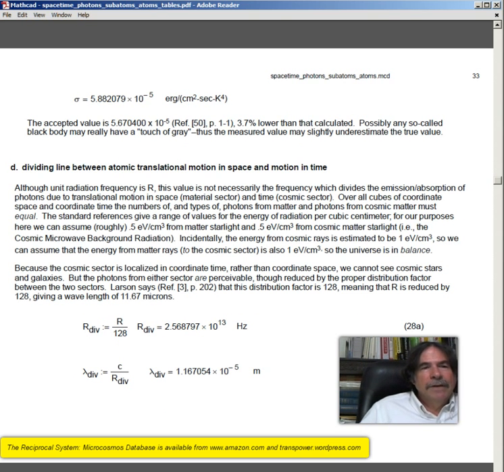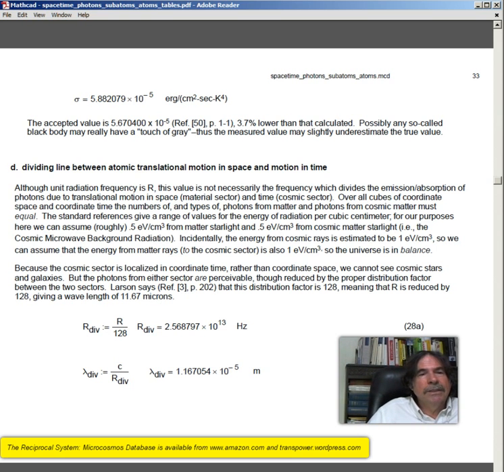So we calculate 5.882079 times 10 to the minus 5th ergs per centimeter squared per second per Kelvin to the 4th power. Accepted value is 5.670400 times 10 to the minus 5th, from reference 50, page 1, and 1, 2.7% lower than that calculated. Possibly, any so-called black body may really have a touch of gray, thus the measured value may slightly underestimate the true value.